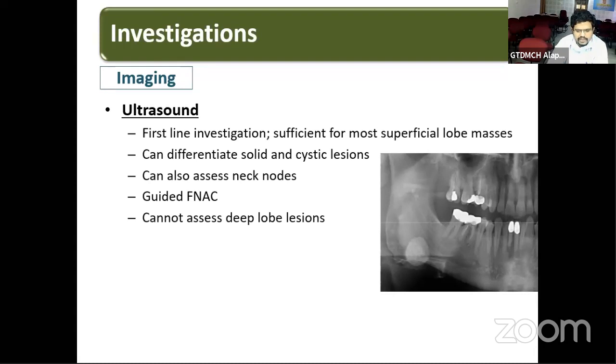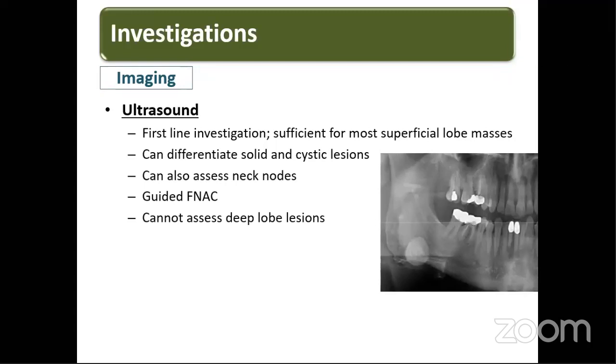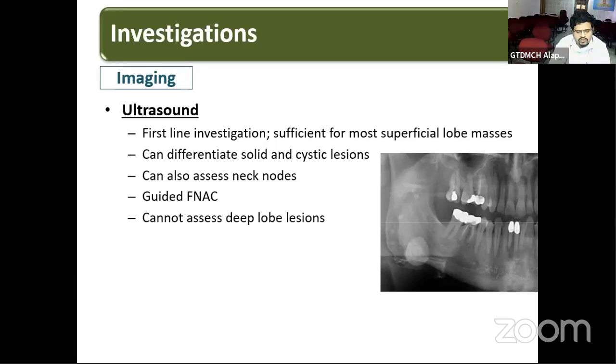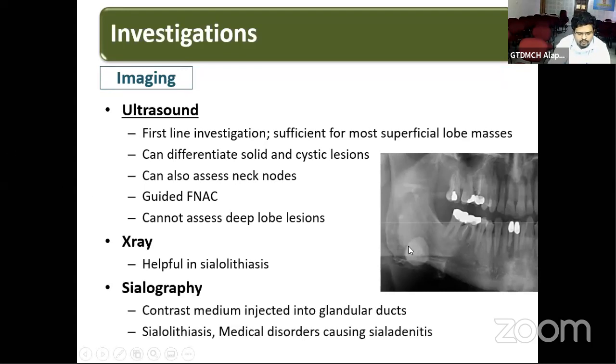Then, investigations for parotid tumor. Okay, ultrasound is the first-line investigation. You can see the effectiveness; it can differentiate solid and cystic nodes. You can also take guided FNACs. X-ray, you can see stones. Okay. And sialography.